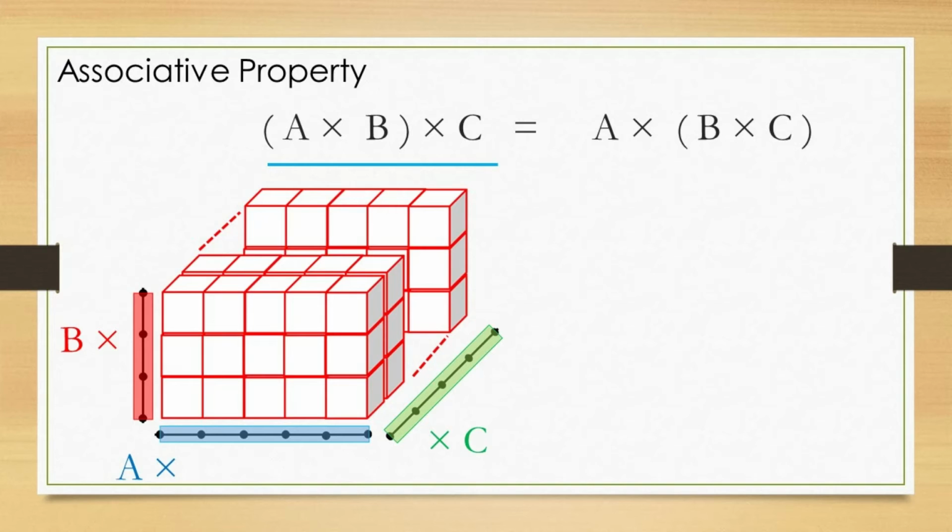Lastly, the multiplication of unit cube is further carried on by the length of C. As can be understood from the diagram, the left hand of the expression resulted in a rectangular cuboid, whose sides are A, B, and C.